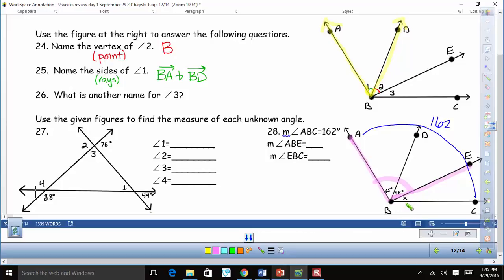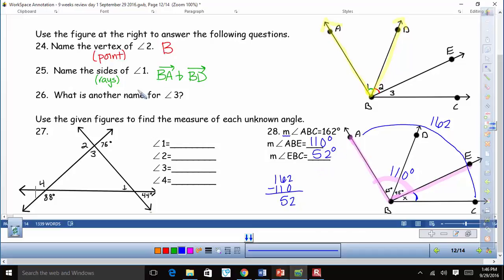I would add the two numbers. So that is a 65 and a 45. When you add those together, you get 110. So this whole thing right here is 110. Now, how would I find what's left over right here? Very good. We'd take 162 and subtract 110 to find what is left over, which would give us 52 degrees.